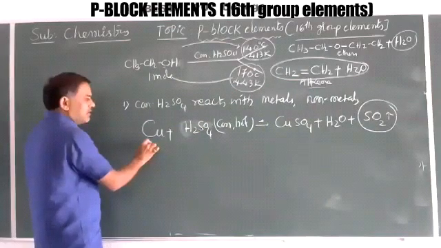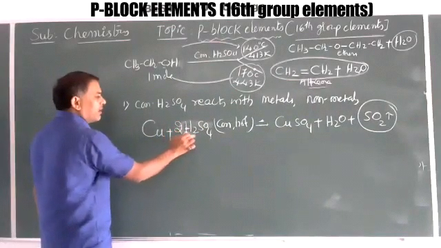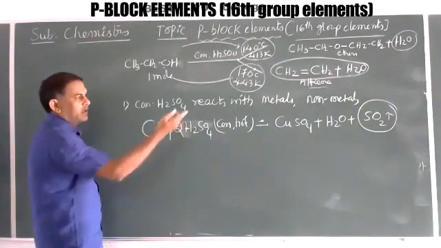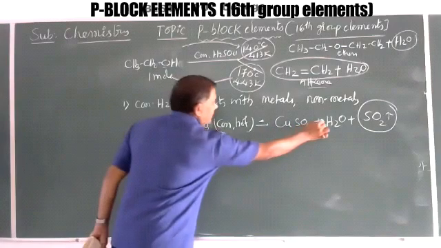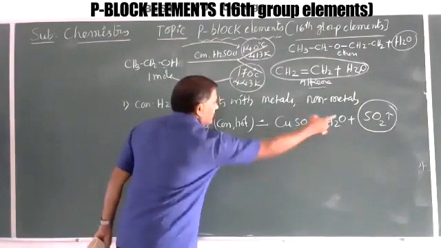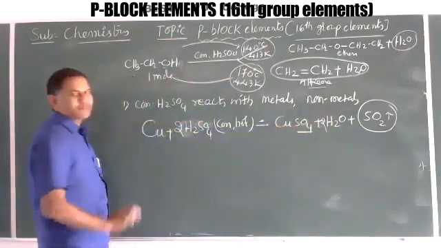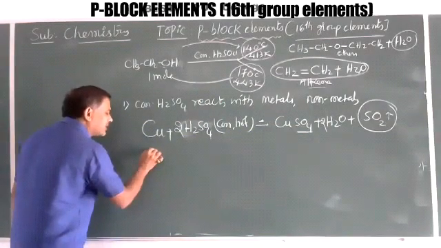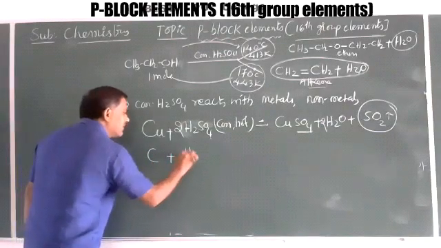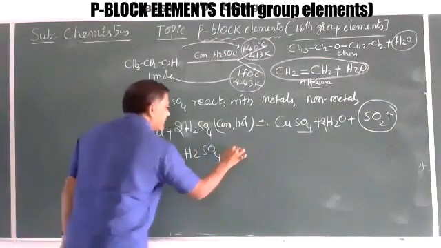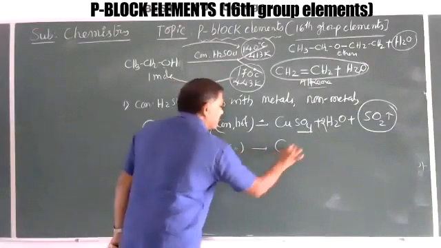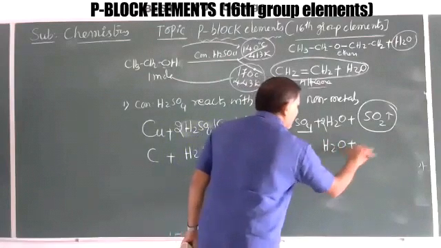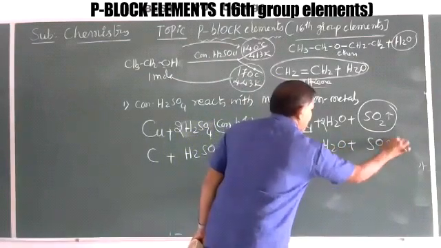The metal reacts with 2 moles of hot and concentrated sulfuric acid. It gives copper sulfate, water and sulfur dioxide. Here we take 2 moles, it is clear. Here 1 mole of sulfur and there 1 mole of sulfur, so it is balanced. Now generally it reacts with carbon. Hot and concentrated sulfuric acid gives carbon dioxide. Here water and sulfur dioxide gas are liberated.